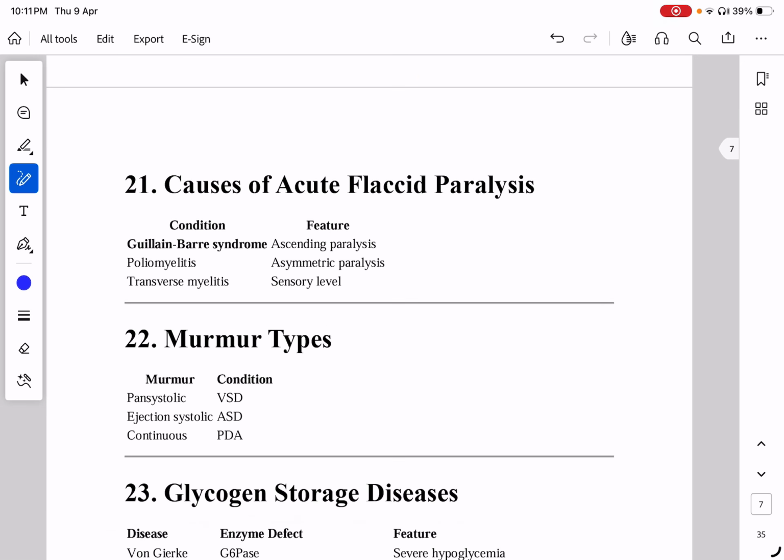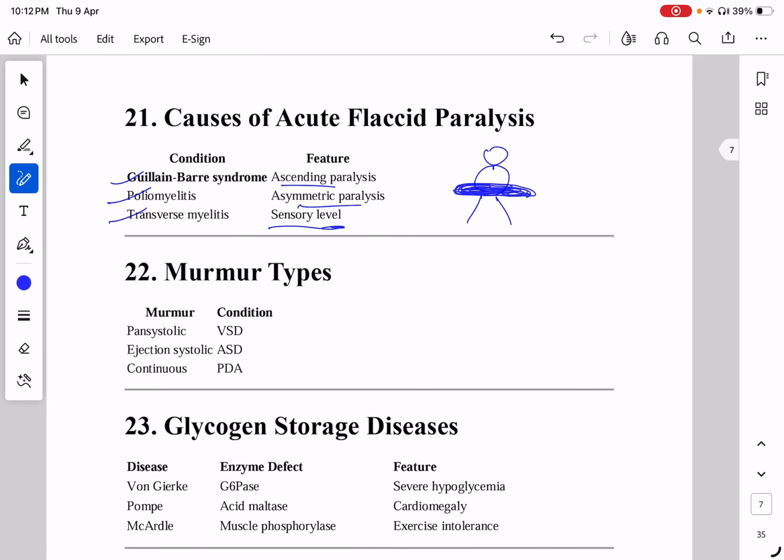So next is causes of acute flaccid paralysis. Guillain-Barré syndrome: ascending paralysis is seen. Poliomyelitis used to be asymmetric. Transverse myelitis: sensory level is seen. The patient will complain of a certain sensory level, like this is the patient's trunk and limbs, so he will complain that there is sensory demarcation, that below this level he is feeling numbness. So sensory level is seen in transverse myelitis.